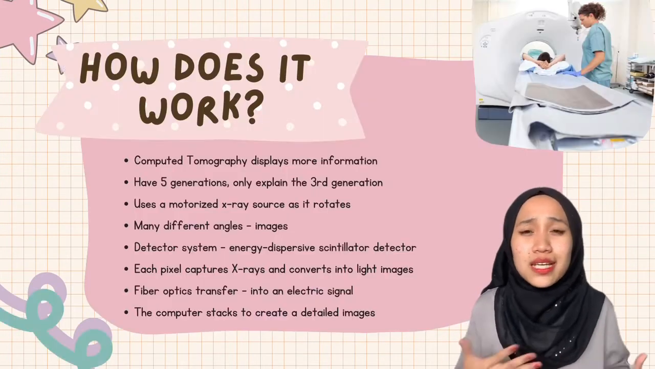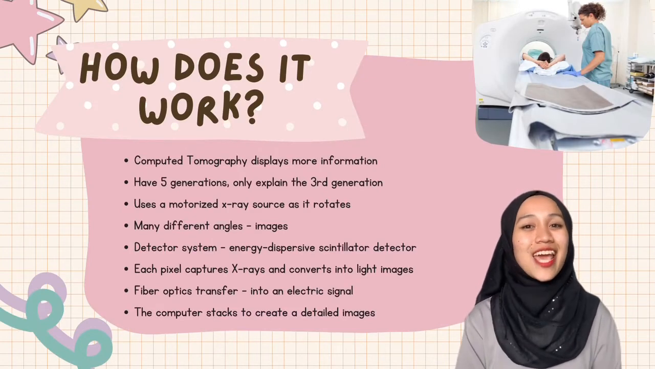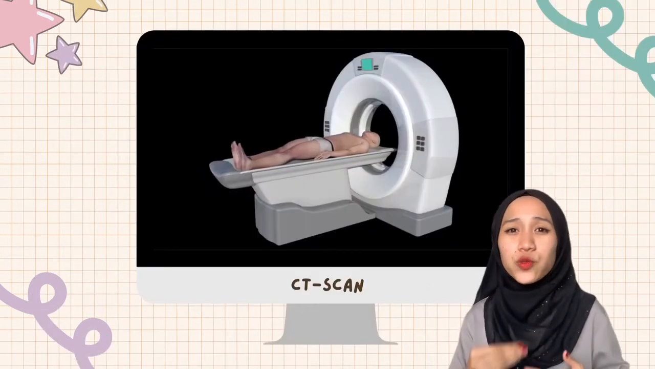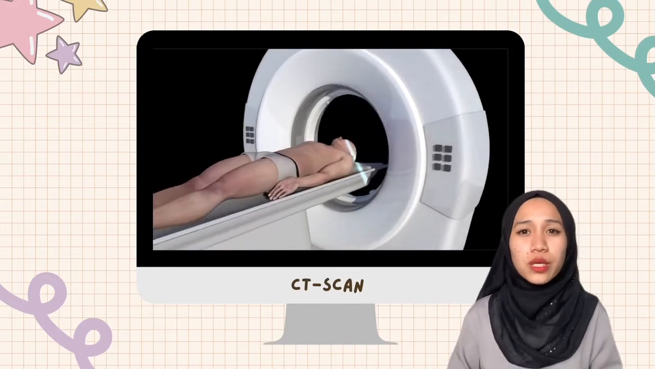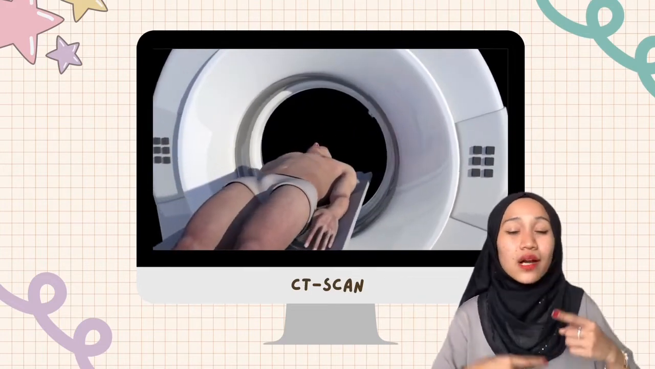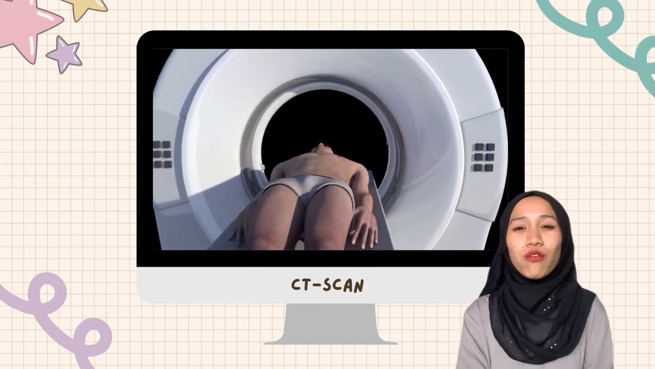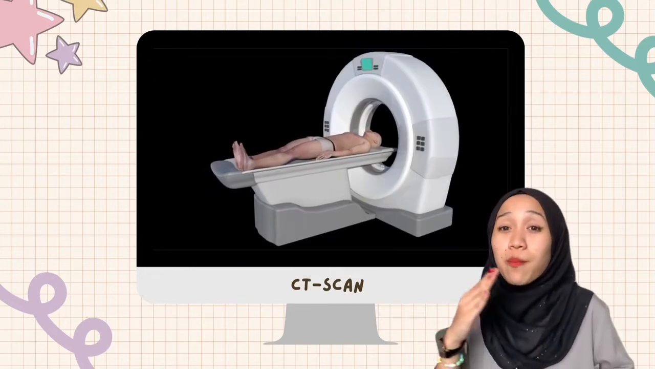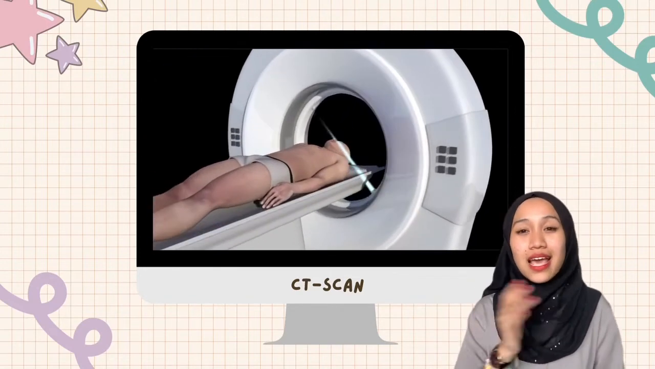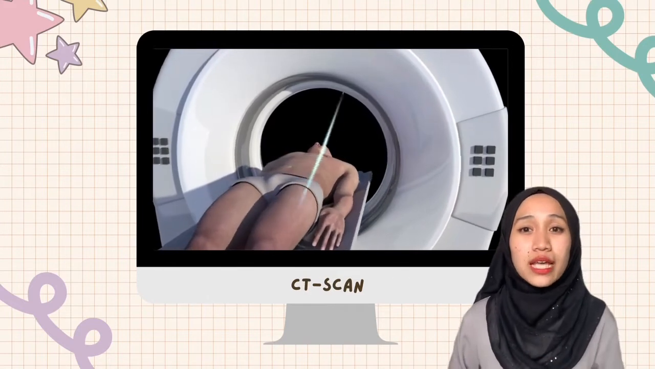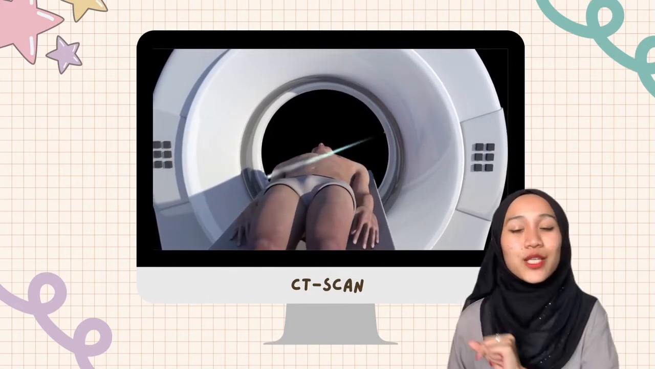So, how does it work? A CT scanner uses a motorized X-ray source that shoots narrow beams of X-rays as it rotates around the patient. This provides a series of images from many different angles. The X-ray beam hits a row of detectors wide enough to image the whole slice.